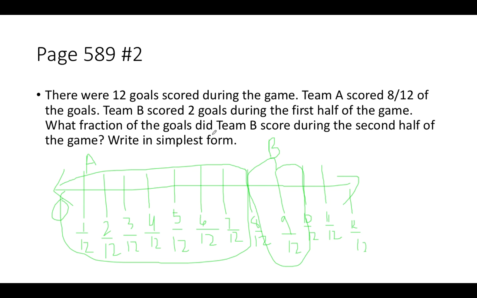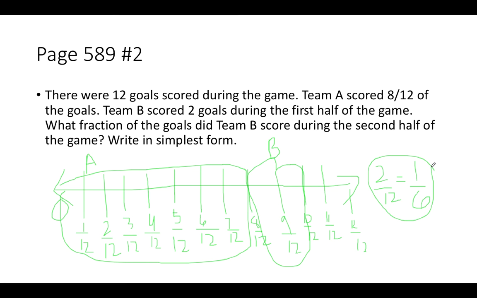What fraction of the goals did Team B score during the second half of the game? So what do we have left? We have 1, 2. So they scored 2 out of 12. And we need to write that in simplest form. So I know that 2 can go into 2. So 2 divided by 2 is 1. And 12 divided by 2 is 6. So that's our answer in simplest form.